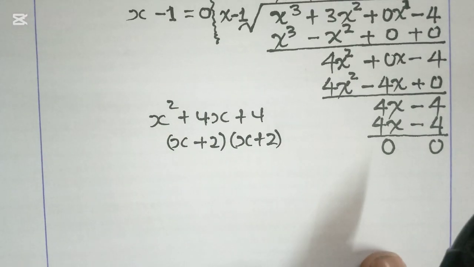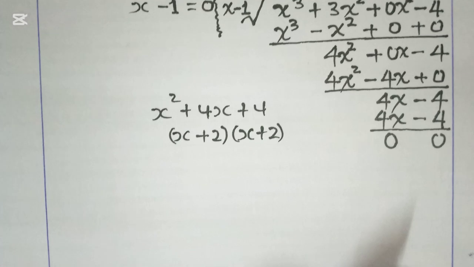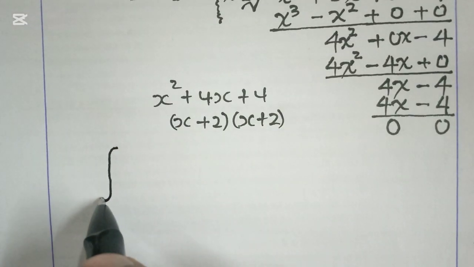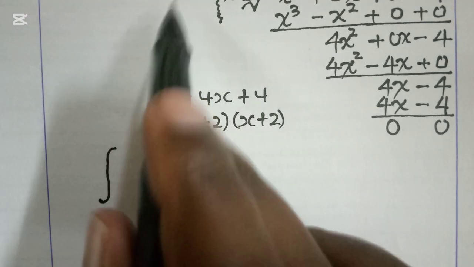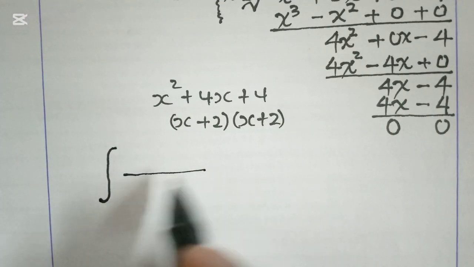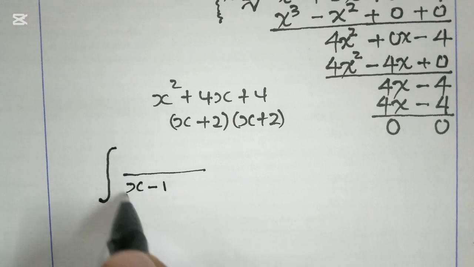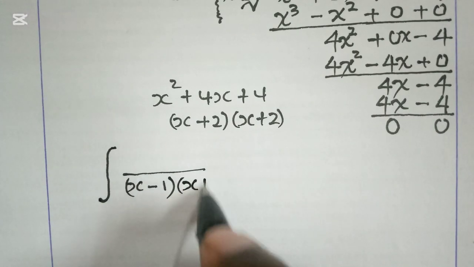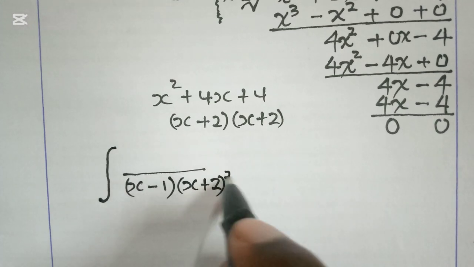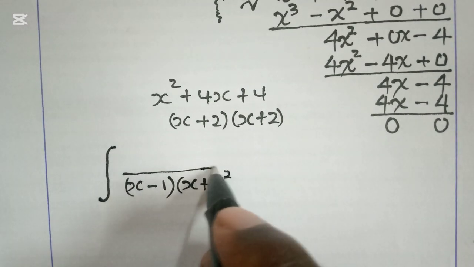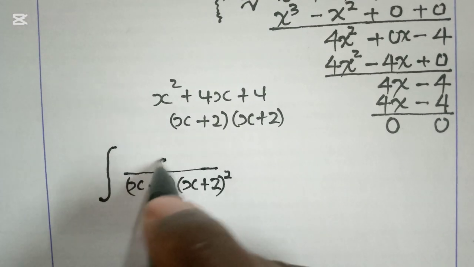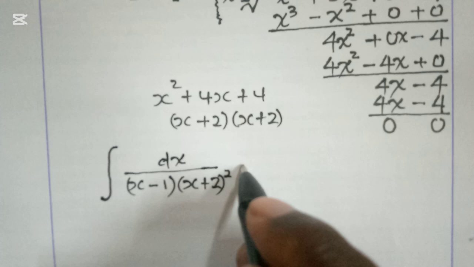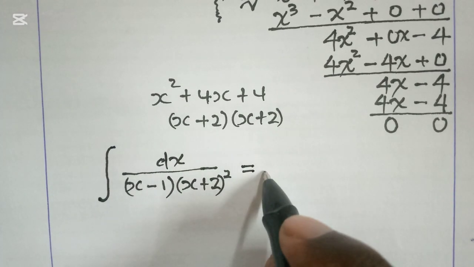So guys, I now come and write my equation there. I write the integral of all the factors. One of the factors is x minus 1, and then these two, which we can combine to be (x + 2) squared. And then up there, guys, we have dx. So we can split this into partial fractions. And then this is now how it is going to be.